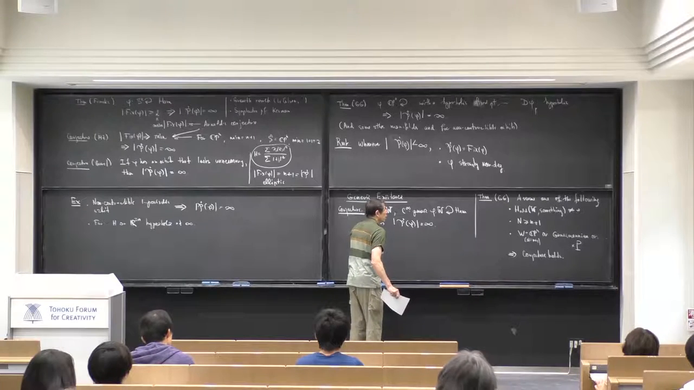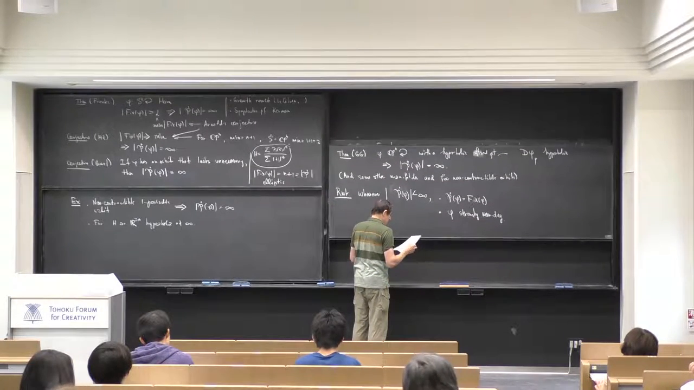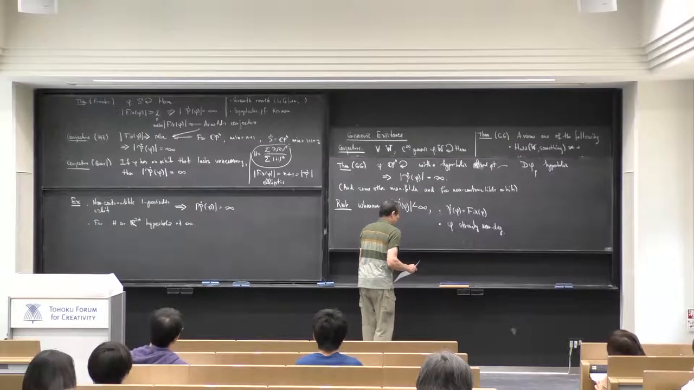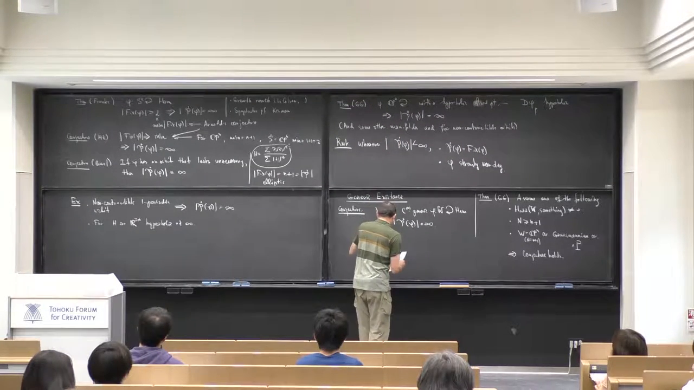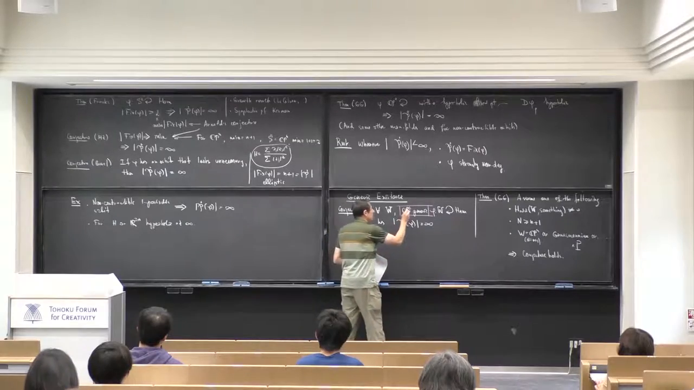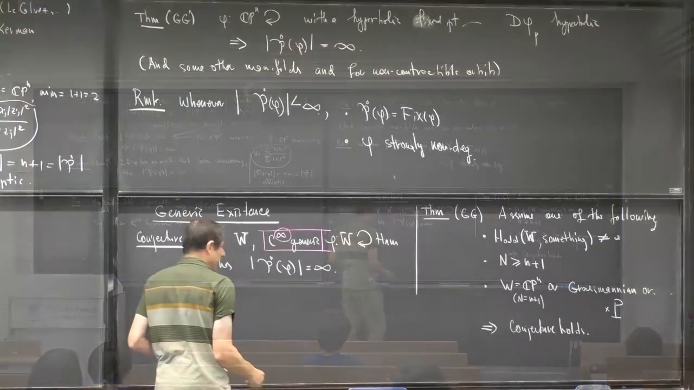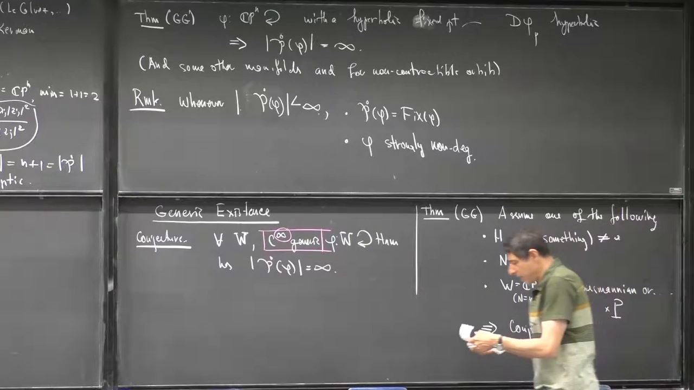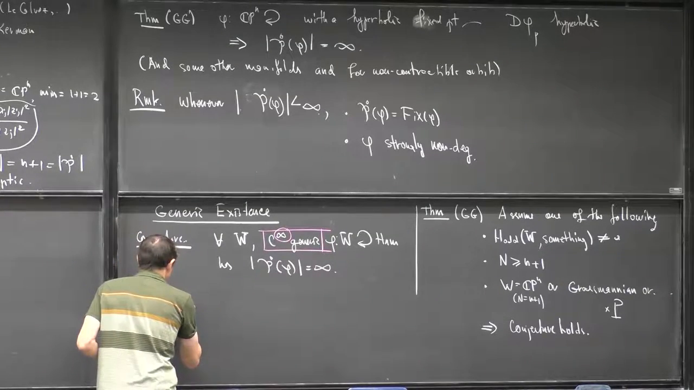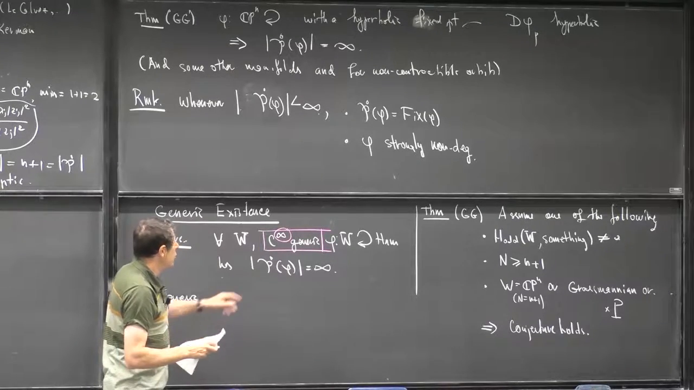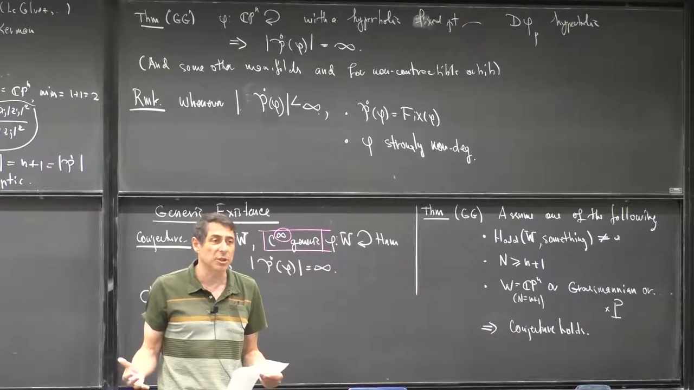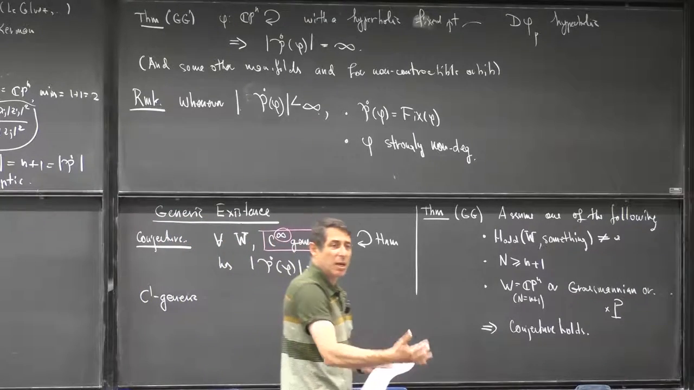A couple of related results. One of the important facts here is that the conjecture is really about C infinity generic existence. If I replace C infinity by C1, the C1 generic version of this conjecture is an immediate consequence of a result in dynamics known as the closing lemma. So it's very easy to create periodic orbits.